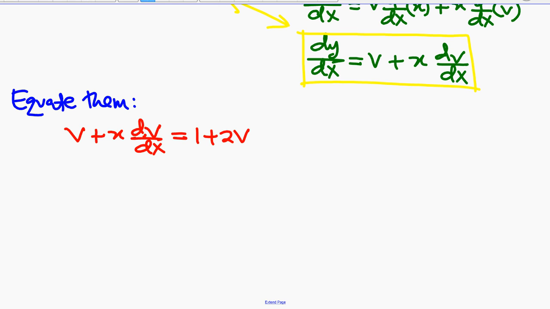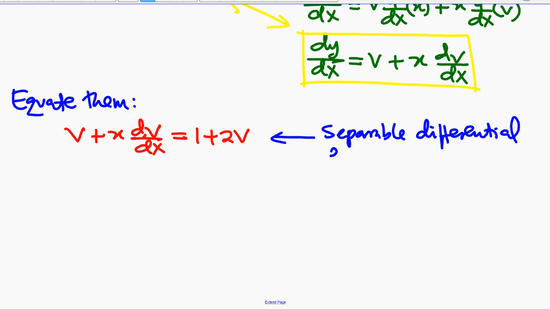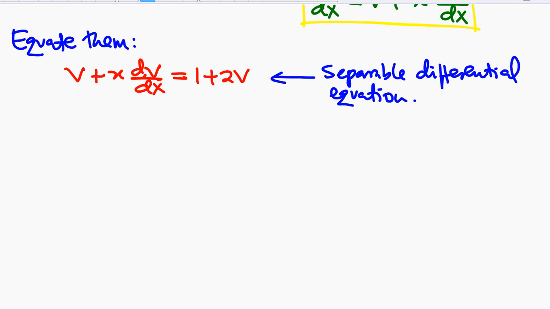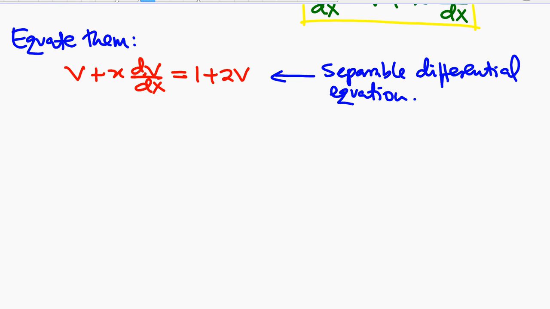Now this is a separable differential equation, which means we can solve it by separating the variables. But anyway, let's go ahead and simplify it. What we'll end up with is x dv over dx will be equal to 1 plus v.